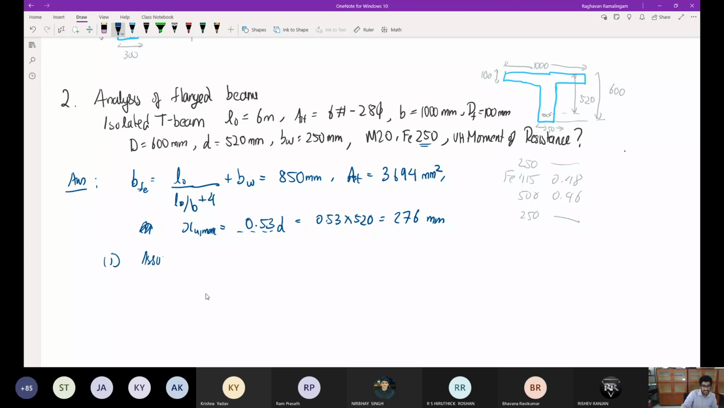Let us assume first that the neutral axis lies within the depth of the flange. This word entirely doesn't make any sense. So basically what I mean is, first, of course, I'm assuming that this is my thing.